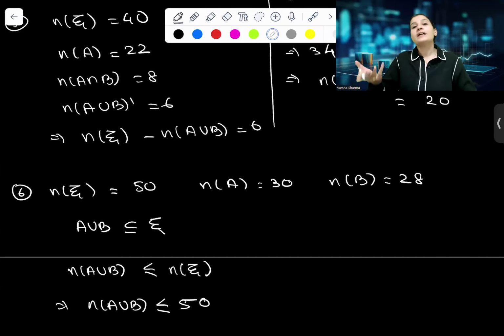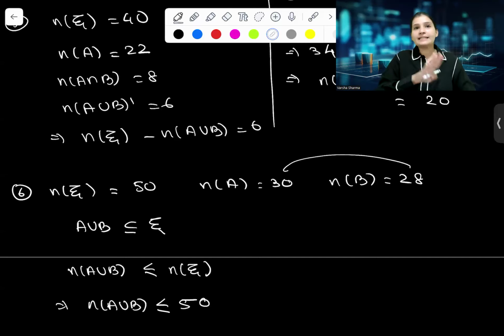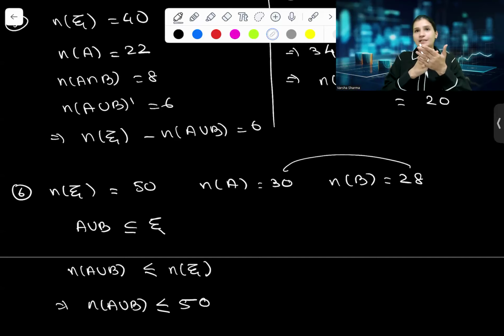The highest number is what? Till the universal set, right? So the maximum possibility in this case is 50. Agree? Can I reach that? Yes, 30 and 28 is 58. Sometimes what happens is that in set B there are only 10 elements. A has 30, B has 10. So it cannot go beyond 40 in that case. Then this won't work, since by adding A and B it has crossed beyond the universal set. So that's why the universal set is the upper limit.